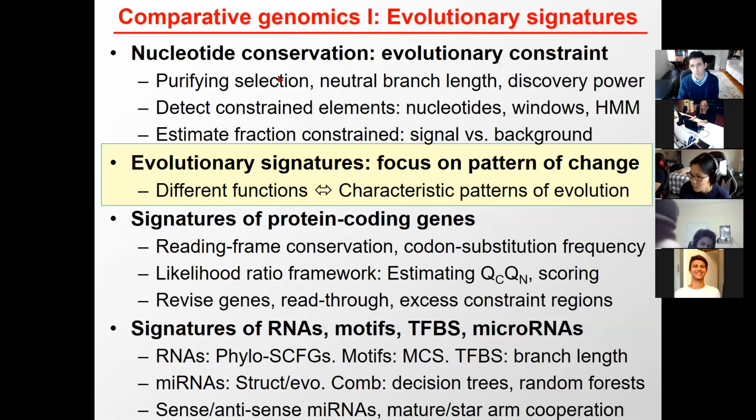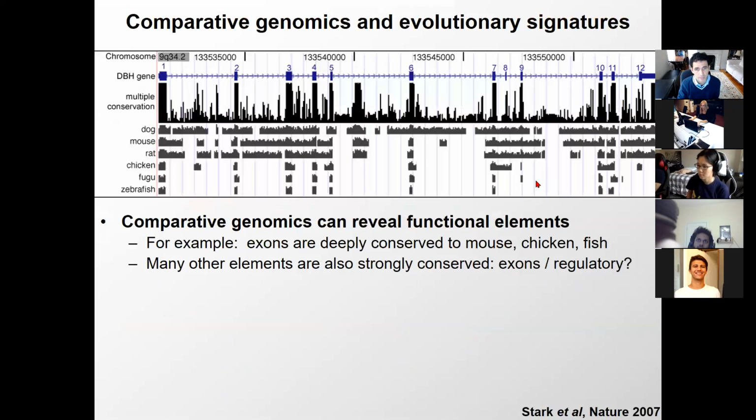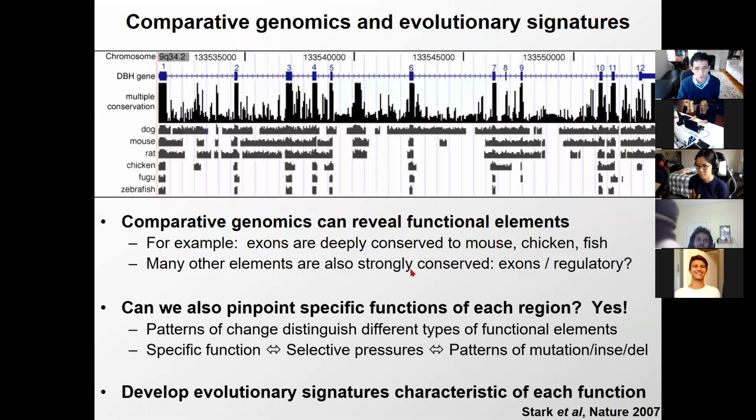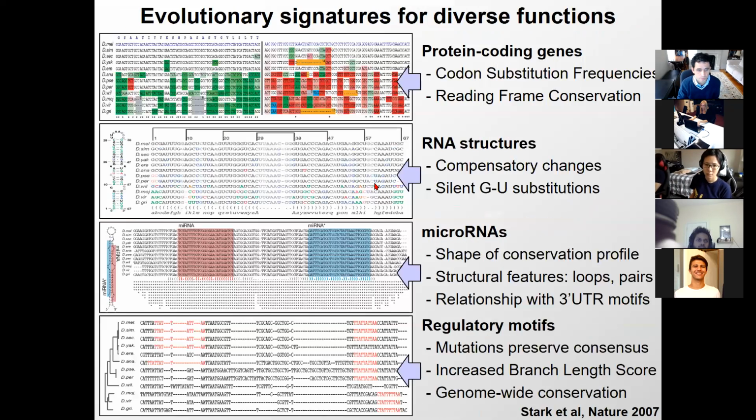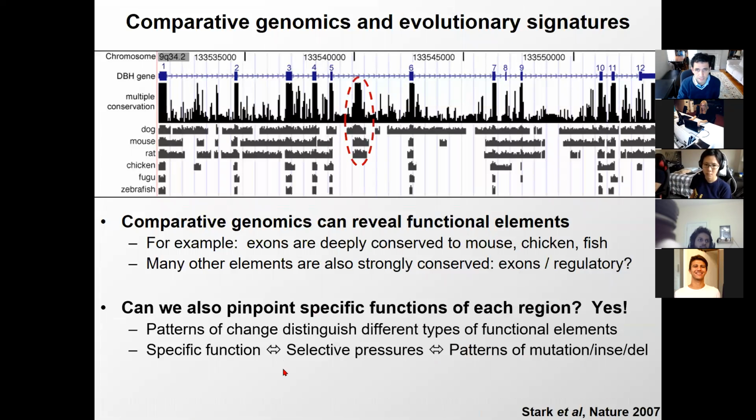But now when we look at larger elements, we can actually look for patterns that involve multiple nucleotides at a time. So now we're going to talk about the concept of evolutionary signatures and then specifically focusing on the patterns of change. So the idea here is that we can basically develop signatures for detecting that perhaps this region here is actually evolving differently from those other regions there.